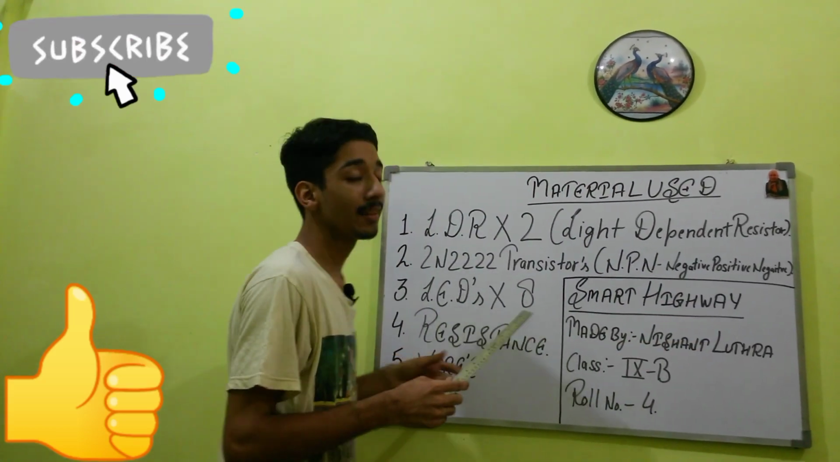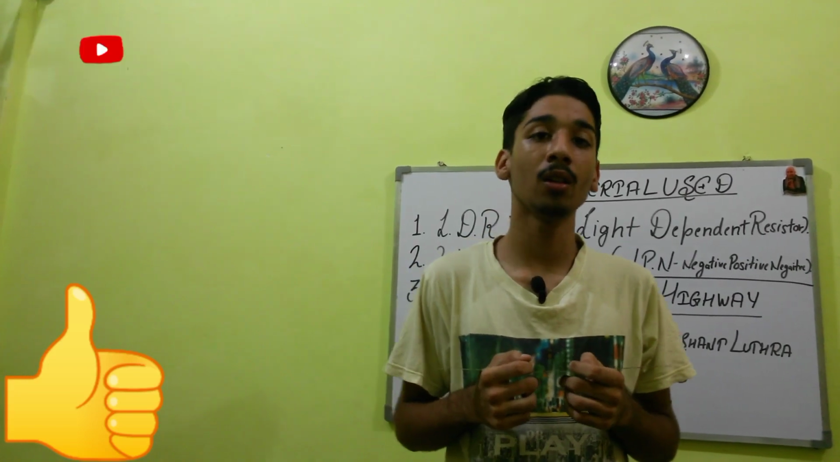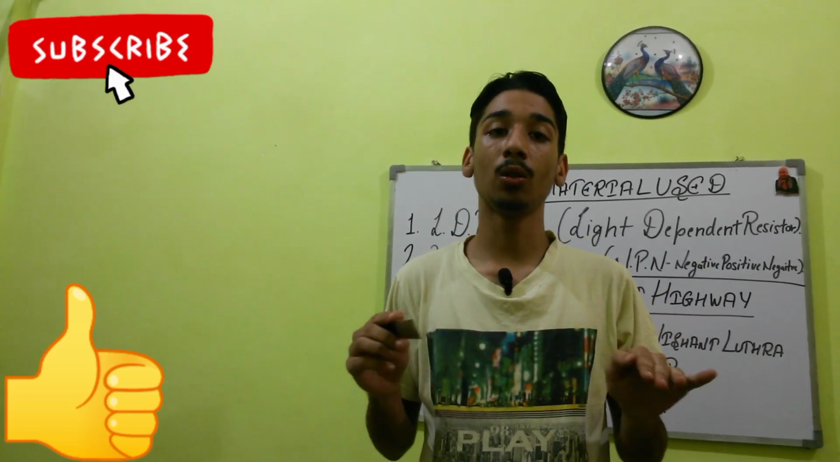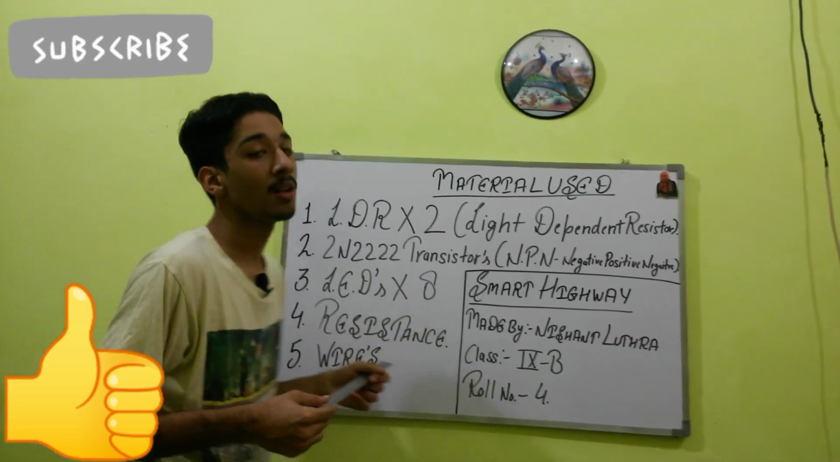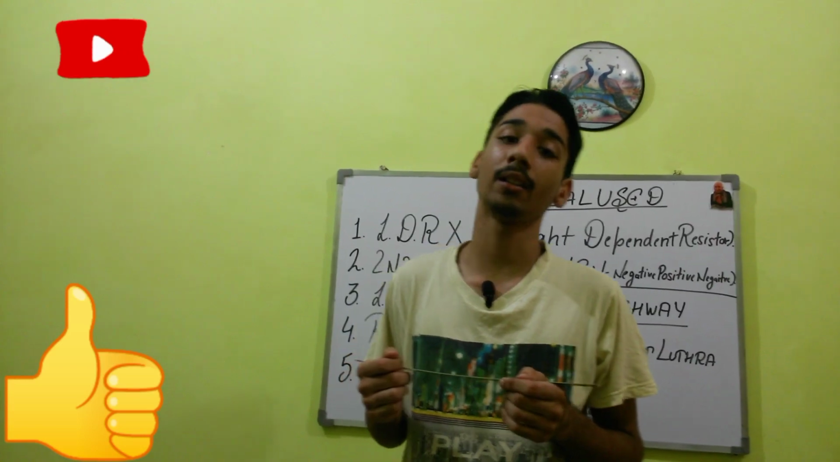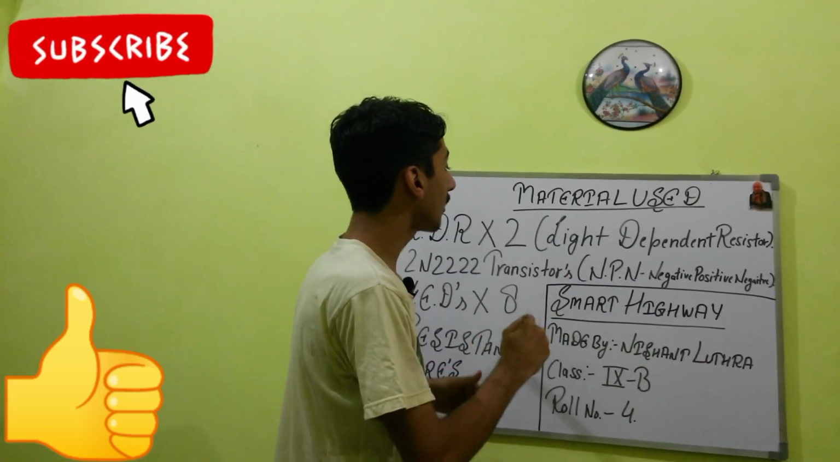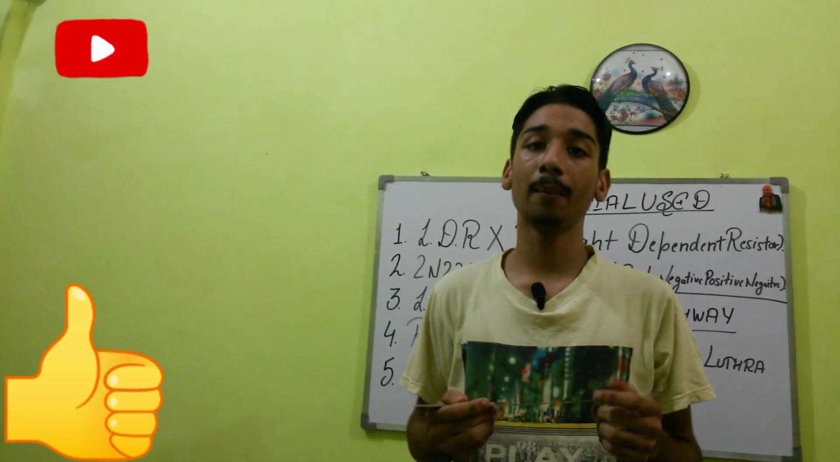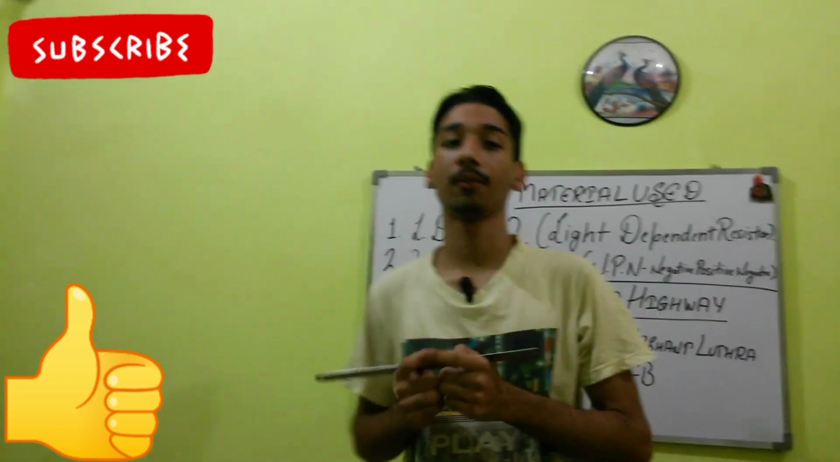Next is LEDs. 8 pieces of LEDs are used. LEDs, we all know, light emitting diode. To make the road glow, make light on it, I have used LEDs. Next is resistance. Resistance is a simple device which is used to lower the amount of current in the circuit. Next is wires. To solder all these components with each other or to connect them, I have used wires. So without wasting any time, let's get into the project.